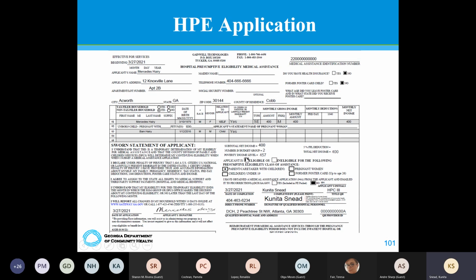They are eligible. They're eligible for parent caretaker. And she said no, she did not want to apply for full Medicaid. So I'm going to darken in the box for no, and then her initials go on that line right there. Your information goes down here with your signature. She needs to read this one statement, date it, and sign it.